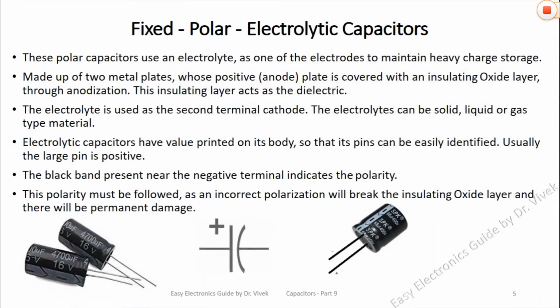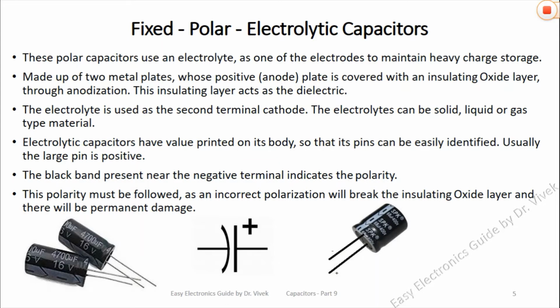Electrolytic capacitors use an electrolyte as one of the electrodes. It is made up of two metal plates, whose positive metal plate is covered with an insulating oxide layer through anodization. This insulating layer acts as the dielectric. The electrolyte is used as the second terminal, the cathode. The electrolytes can be solid, liquid, or gas.